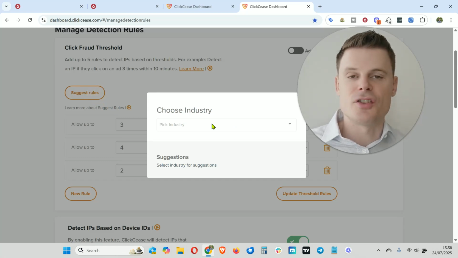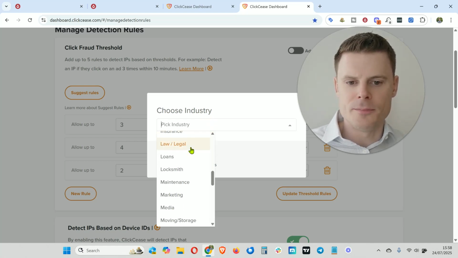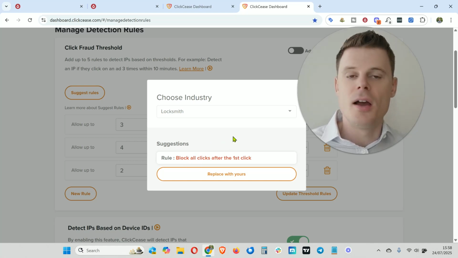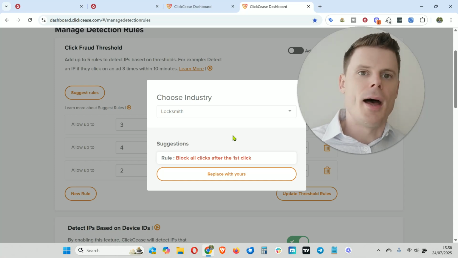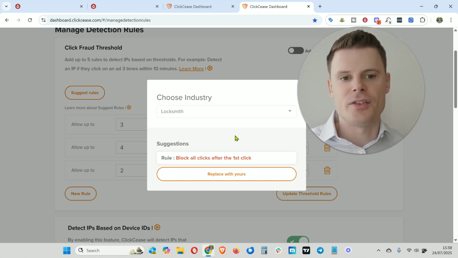In ClickCease, they give you the option to suggest rules, and it's very crucial here that for some industries, the recommendation is to block people after a single click. If we look, for example, for the locksmith industry, where there's a huge amount of click fraud, it's rife with that type of malicious activity, we can see it gives the recommendation of blocking all clicks after the first click. So if a user clicks on the website once, they'll be blocked from clicking on the ad multiple times over and over again once their IP address is added to the campaign.